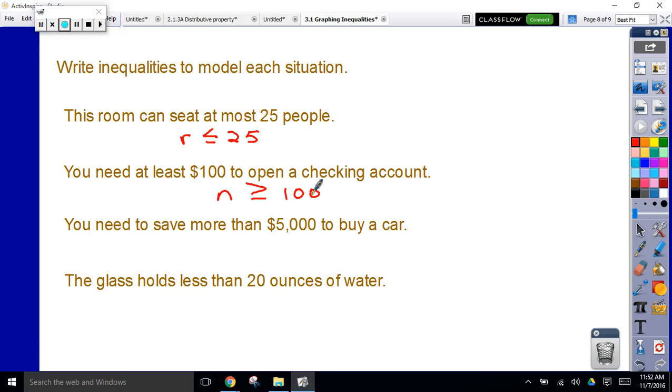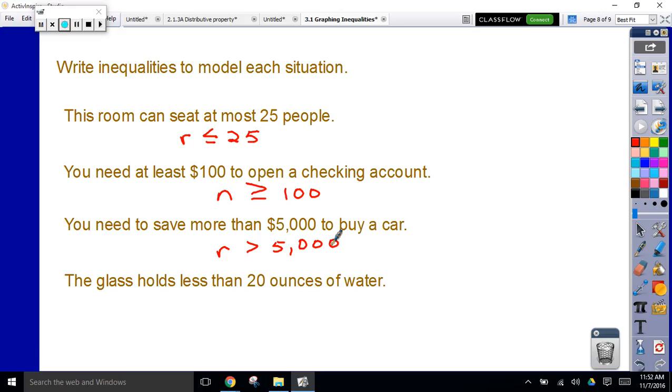Okay, Brian, try the next one. R is greater than 5,000. Good, and let's test that. It says you need more than 5,000, so could you buy a car if you had 6,000? Yes. Could you buy a car if you had exactly 5,000? No, because it says you need more than that. Could you buy a car if you had 4,000? No. Okay, so you made the right choice.